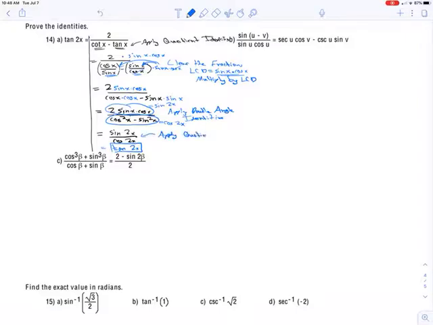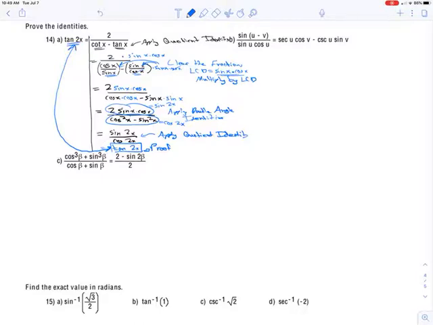Write that over here on the side, our steps. And now we have our proof, right? So there's the proof right here. So tan 2x and tan 2x. Left and right side are identical.